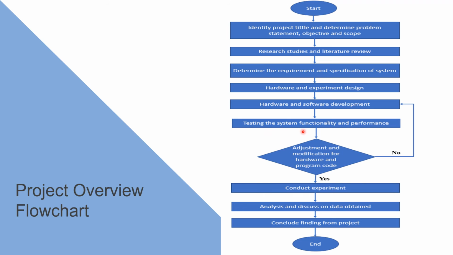Testing the system functional and performance. Adjust and modify for the hardware and program code. If there is a problem, then we will go back to the hardware and software developments. If no problem, we will continue to the next step. Conduct experiments. Analysis and discuss on data obtained. Conclude finding from project.